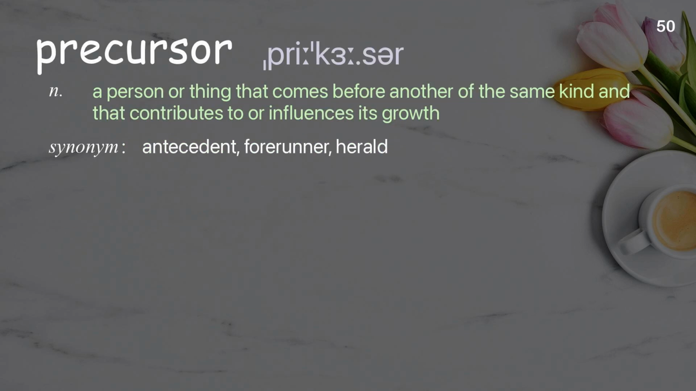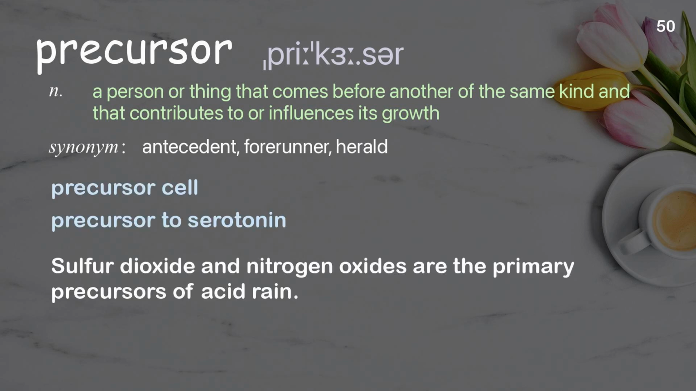Precursor. A person or thing that comes before another of the same kind and that contributes to or influences its growth. Examples. Precursor cell. Precursor to serotonin. Sulfur dioxide and nitrogen oxides are the primary precursors of acid rain.